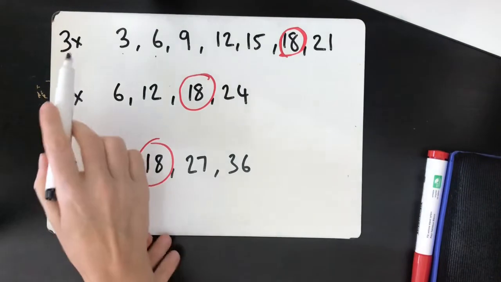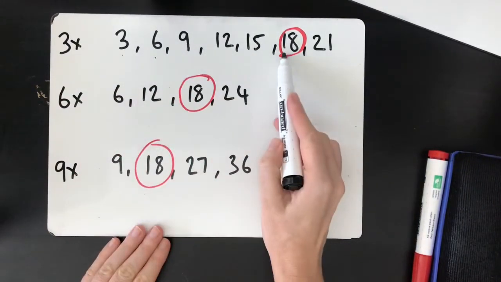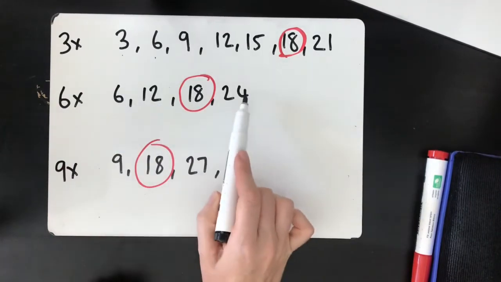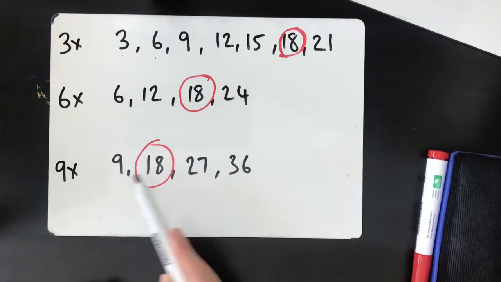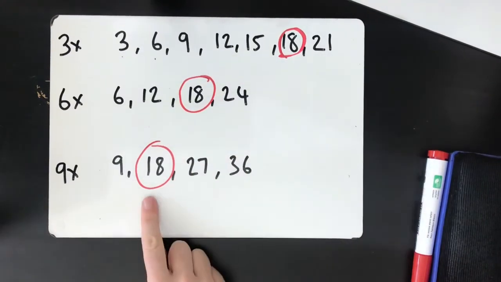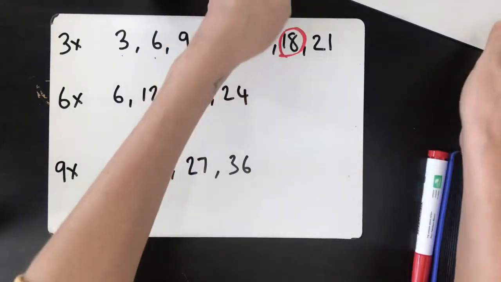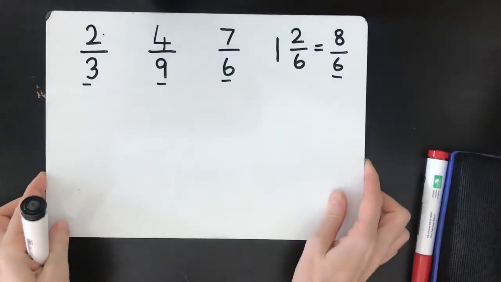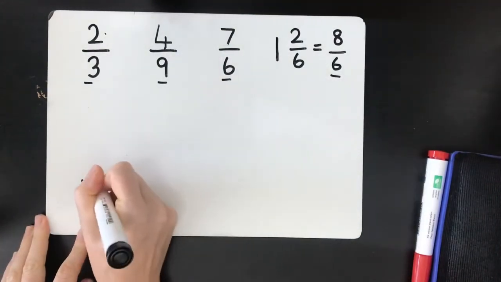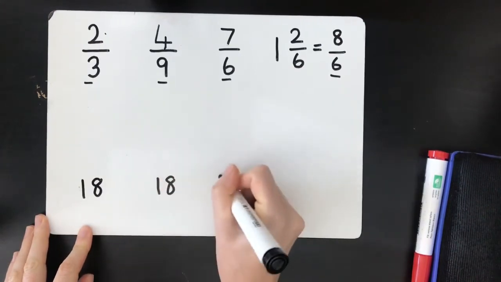In the 3 times table, we have 3, 6, 9, 12, 15, 18, 21. In the 6 times table, we have 6, 12, 18, 24. In the 9 times table, we have 9, 18, 27, 36. What appears in all 3 times tables? There's a big clue there. It's 18. Well done, girls. 18 appears in all 3 times tables. So that can be our common denominator, can't it? We can turn all of our denominators into 18.